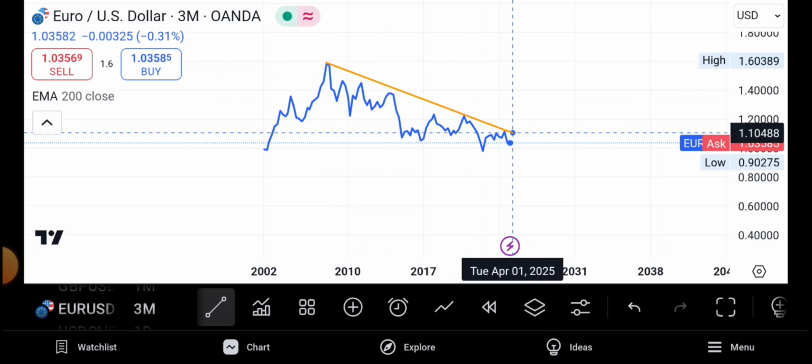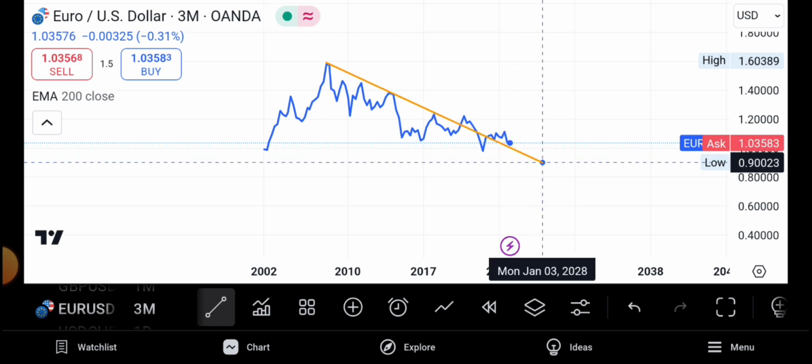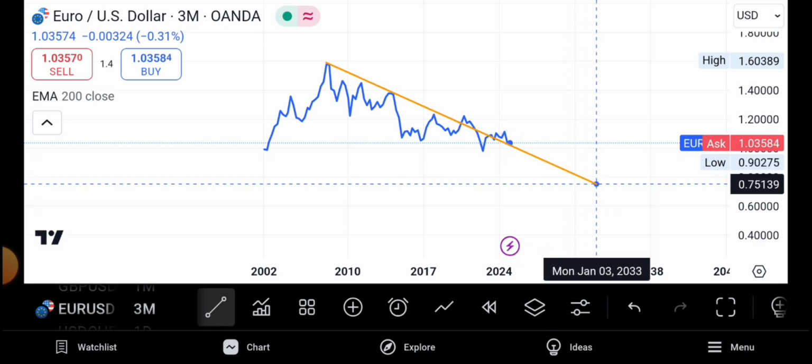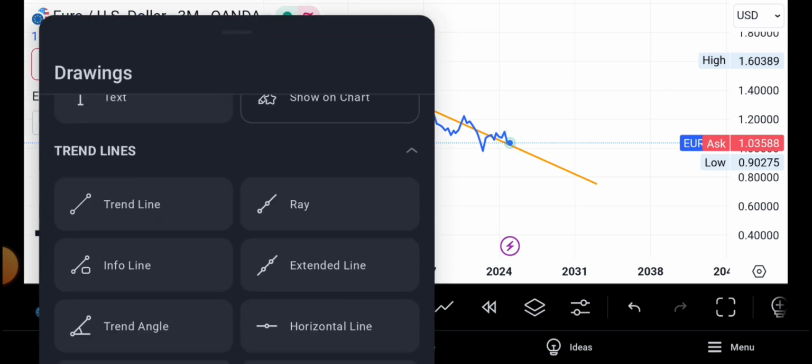So let us connect all these highs. And please, guys, do not force it. A good trend line must connect more than two of the highs and the lows of this line chart. Are we together? So do not force it. If you see yourself forcing the trend line, just know you are wrong. Are we together? Let it just flow.